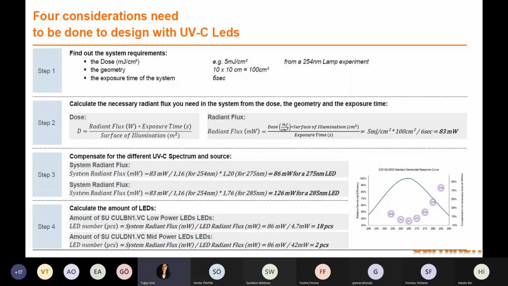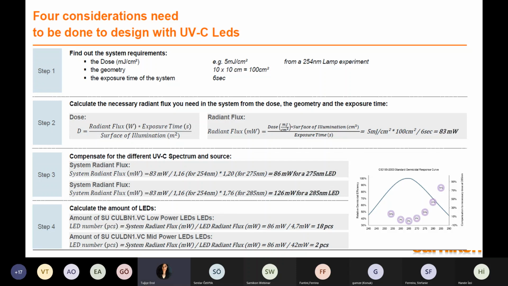it is shown a general summary of the calculation in UV disinfection with LEDs. It is separated into 4 steps. In fact, it contains what I have said so far. At the first step, SARS-CoV-2 needs 5 millijoule per square centimeter for inactivation in the disinfection field, and exposure time 6 seconds.